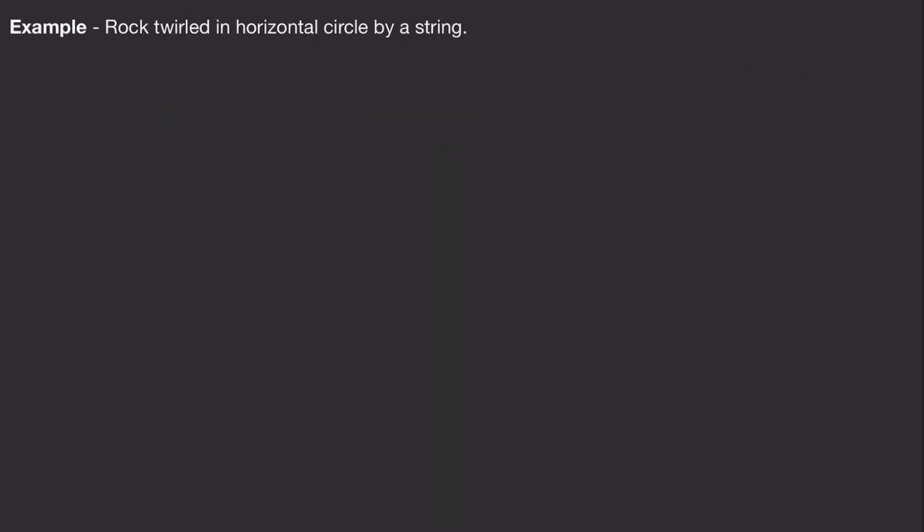In the final example, we have a rock twirled in a horizontal circle by a string. So we have a string attached to a rope, and it is being twirled in a horizontal circle. So at each point it is moving tangential to the circle.